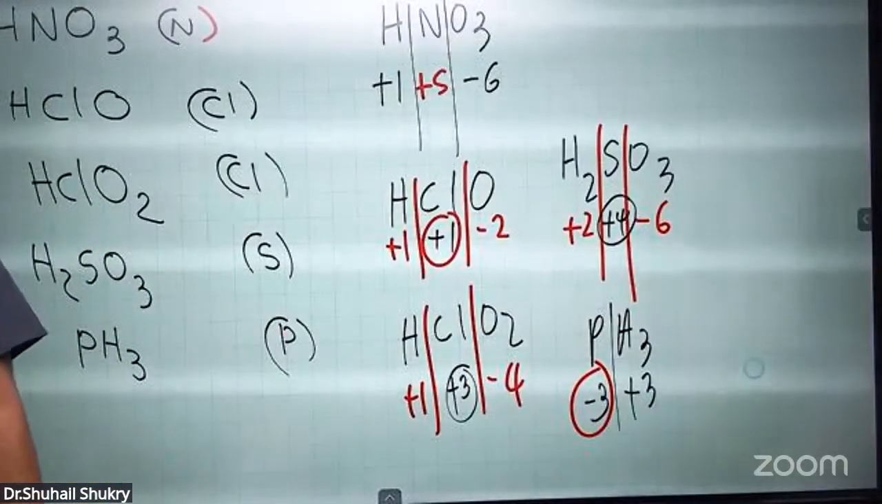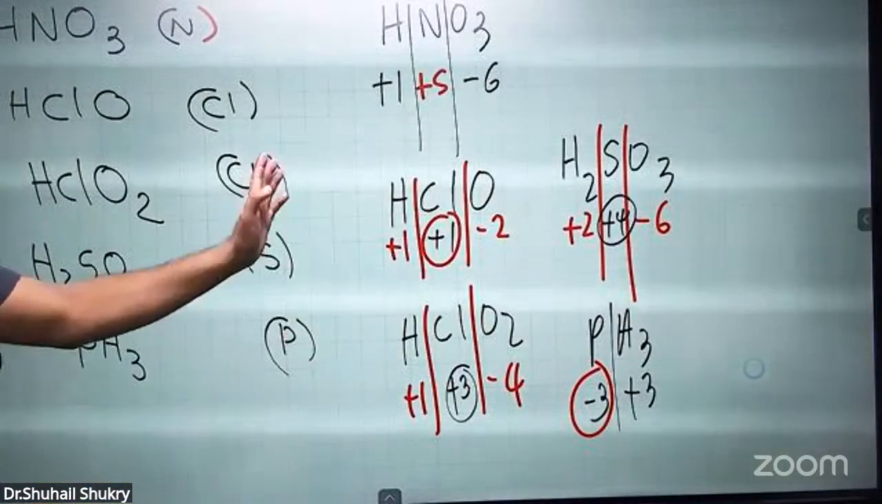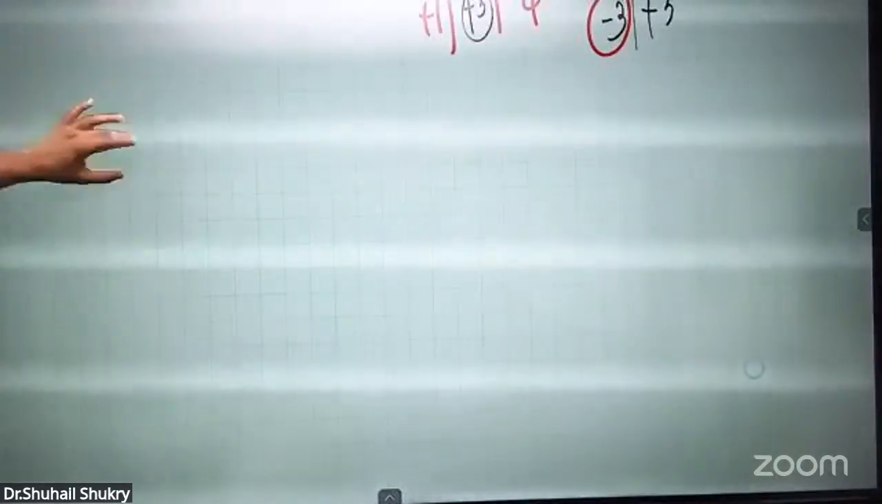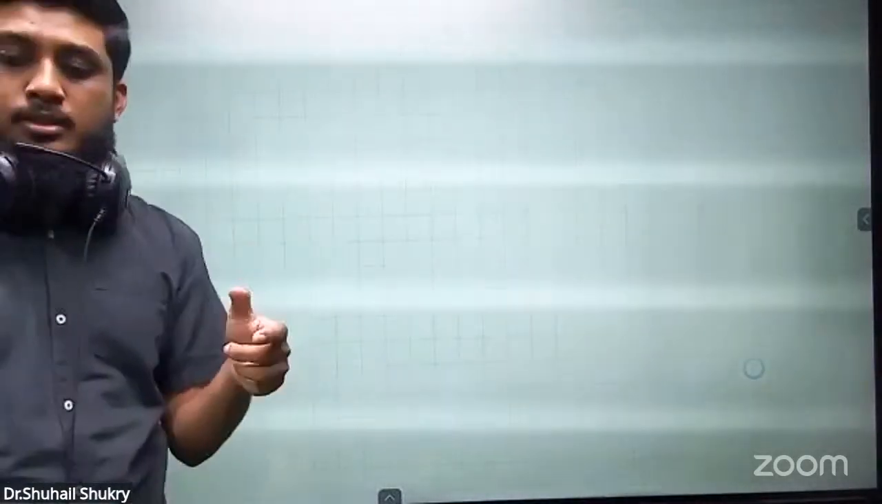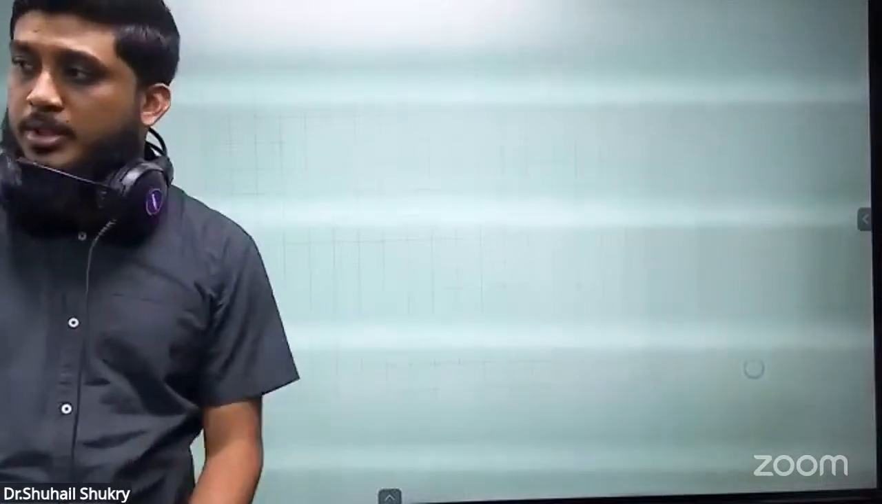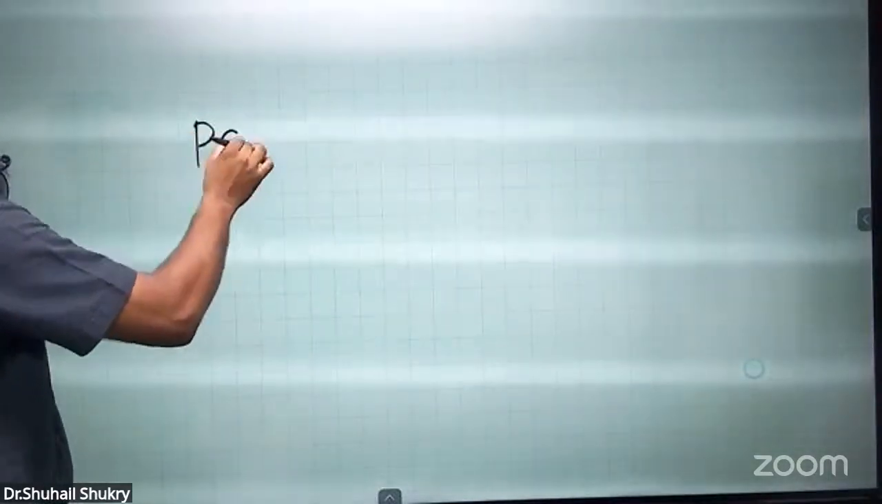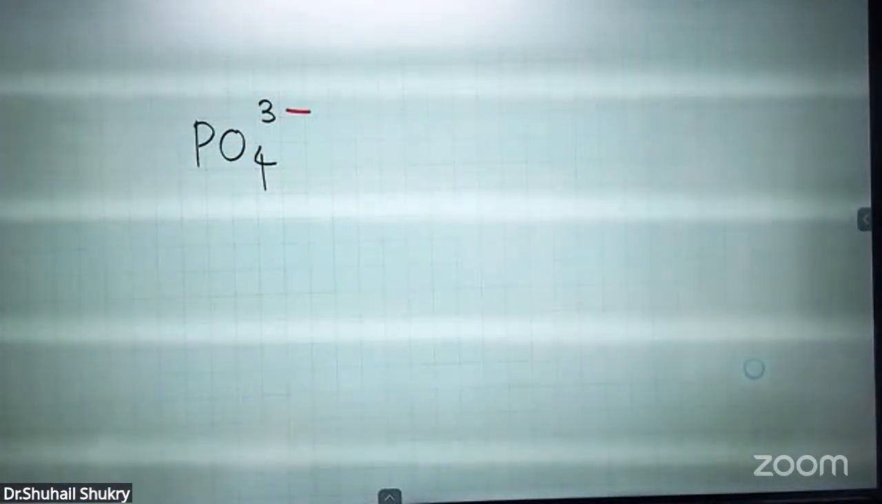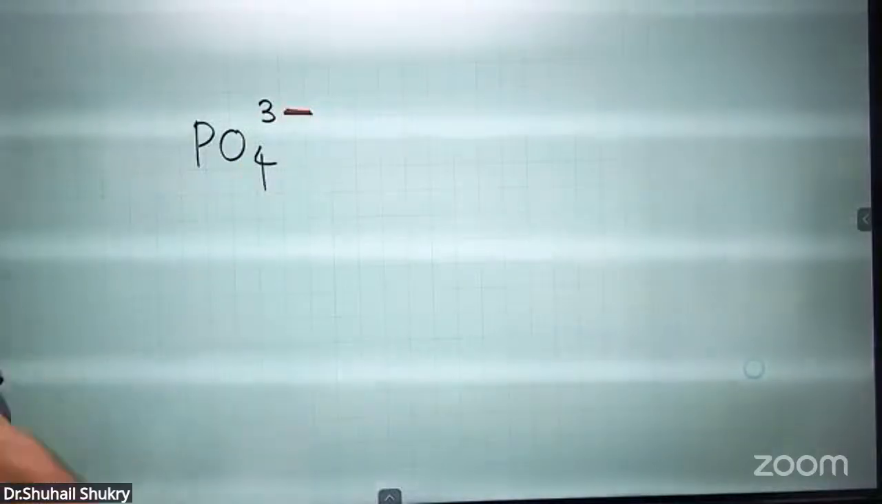Right. Now I told you about ions. Now these are compounds. These are not charged ions. Now I told you if there are charged ions, that oxidation number is equal to what? Their charge. Oxidation number is equal to their charge. So for an example, we'll say you have PO4 3 minus. Now you have to check the phosphorus oxidation number. What is the phosphorus oxidation number?